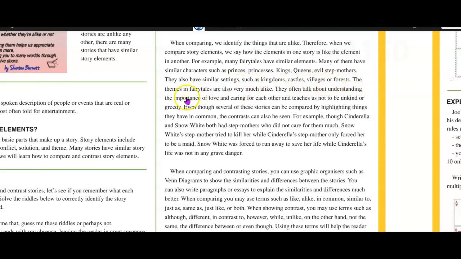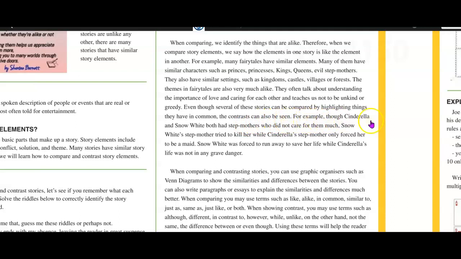The themes in fairy tales are also very much alike. They often talk about understanding the importance of love and caring for each other, and teach us not to be unkind or greedy. Even though several of these stories can be compared by highlighting things they have in common, the contrasts can also be seen.